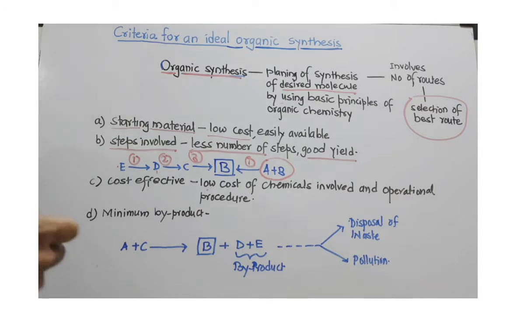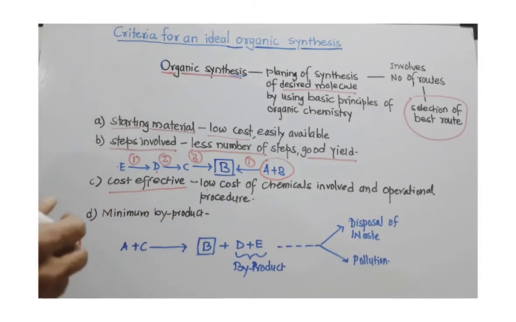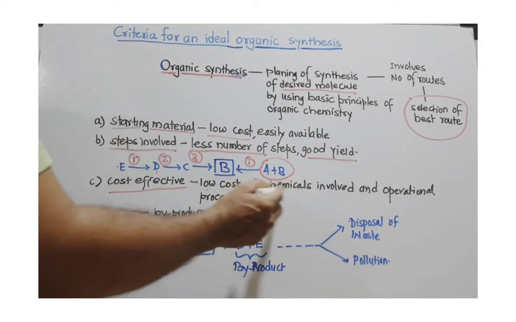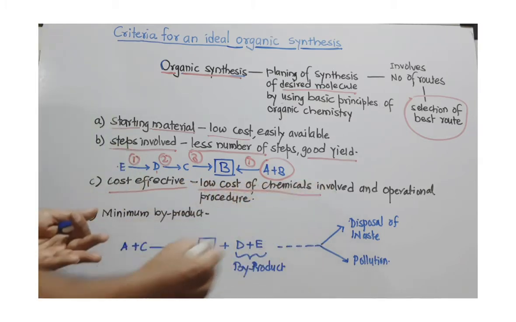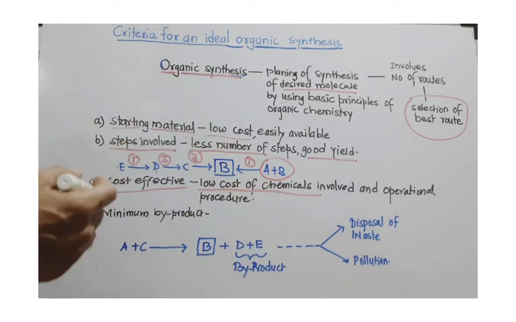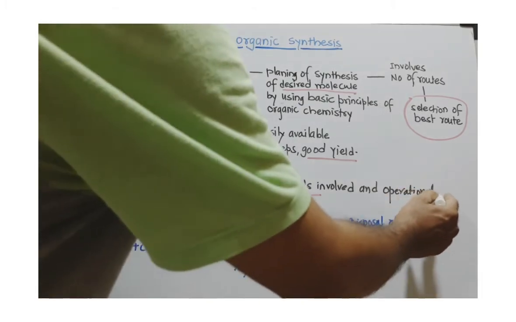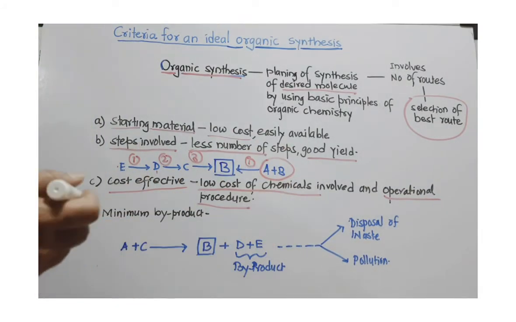Now coming to the next point, that is cost effectiveness. Again, very, very important. Whatever chemicals you are using, they must be cheaper. Low cost chemicals should be involved in your organic synthesis. Another, you must consider a low cost operational procedure.